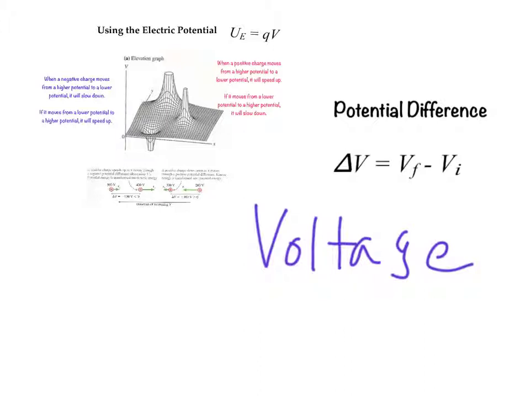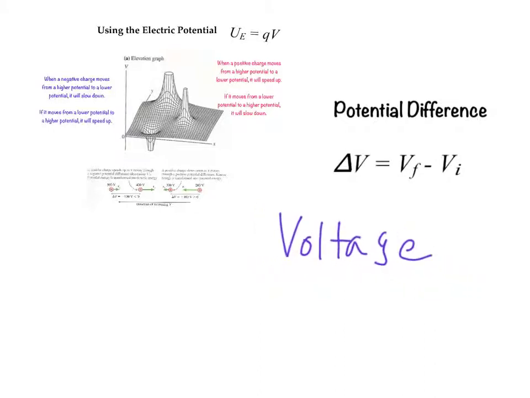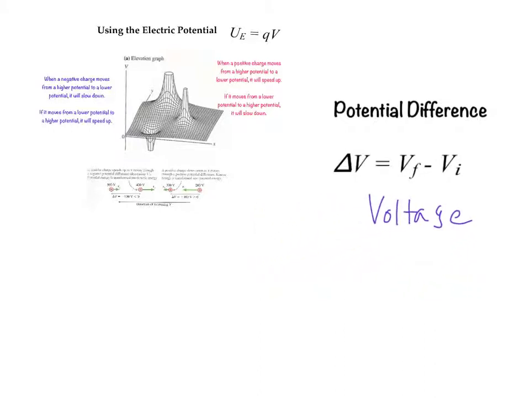Now, just to give you a little insight here, when we're discussing potential difference in the context of charges and fields, as we're doing here in Unit 5B, we tend to use the term potential difference. But when we start talking about circuits, which we will in Unit 5C, we tend to use the term voltage. I'm not sure why this is so. We're just going to go with it, okay?